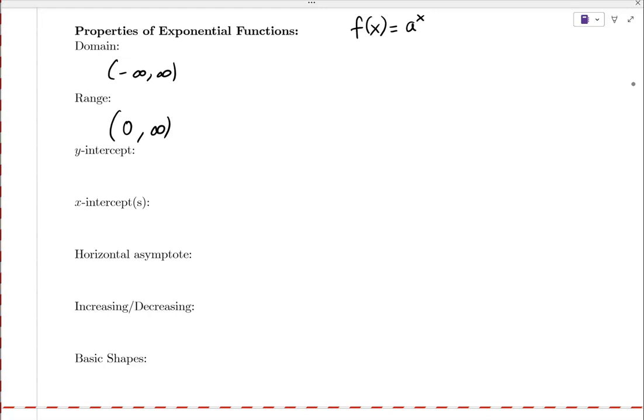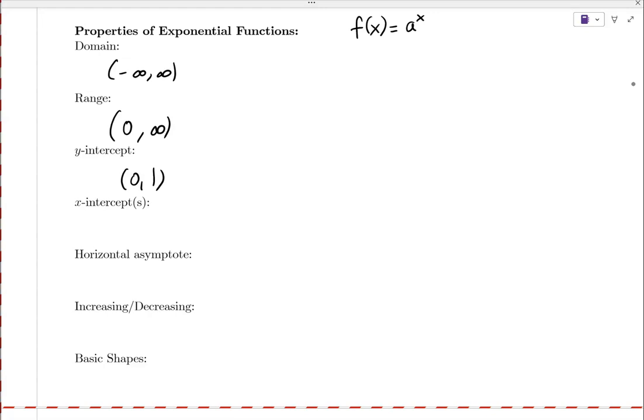Again, how do we find a y-intercept for a function? Yeah, plug in 0 for x. Anything to the 0 power is 1, so the y-intercept is going to be 1. For all exponential functions, it doesn't matter, they're always going to have that property.